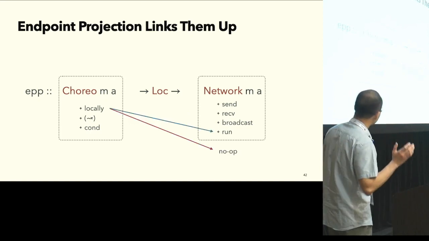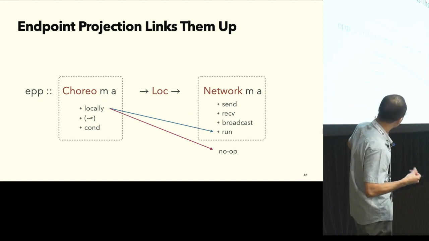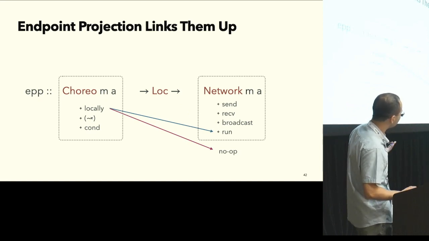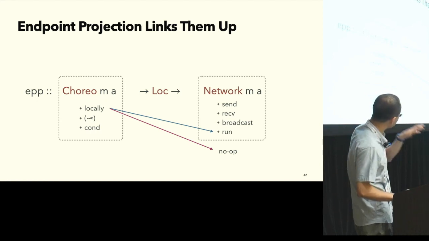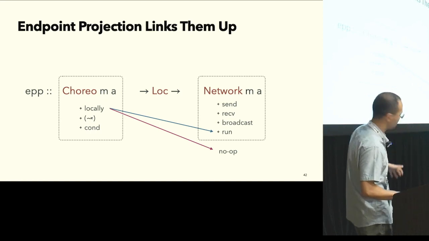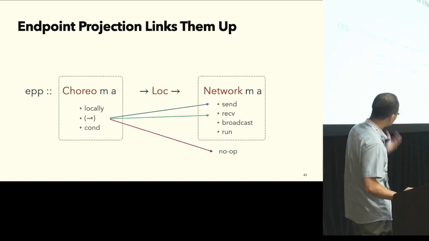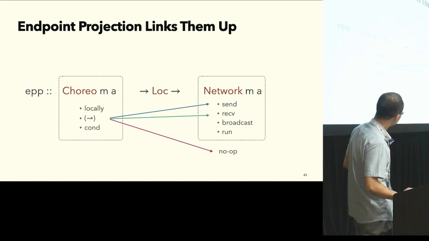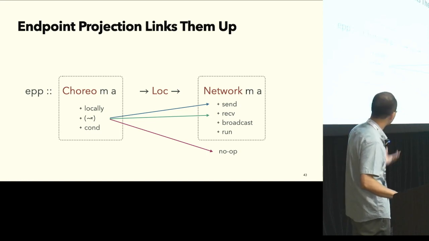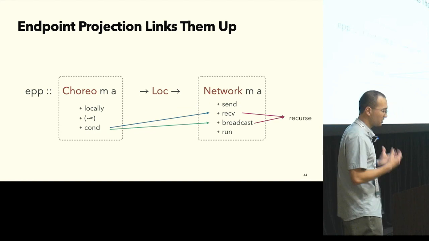For example, for the locally effect in Choreo, if the target location is the location who's performing the local computation, then we interpret it as a run. Otherwise, it's a no-op. For com, if the target location is the sender, then we interpret it as a send. If the target location is the receiver, then we interpret it as a receive. Otherwise, it's a no-op. Conditionals are slightly more complicated.